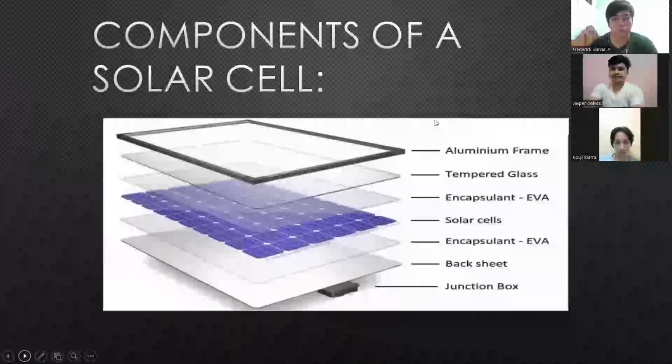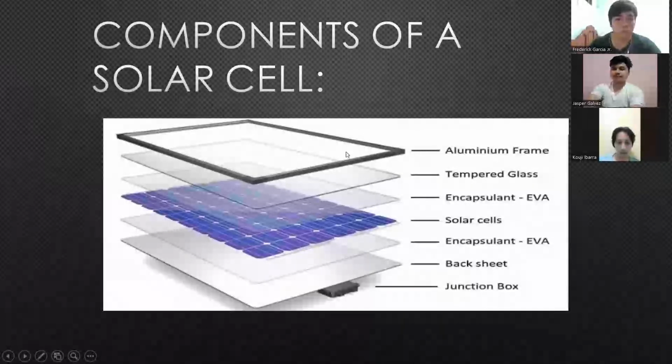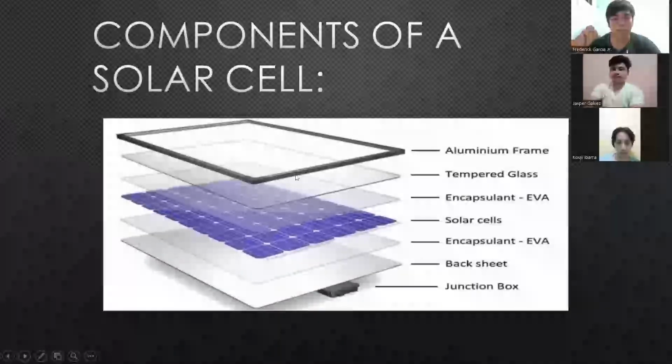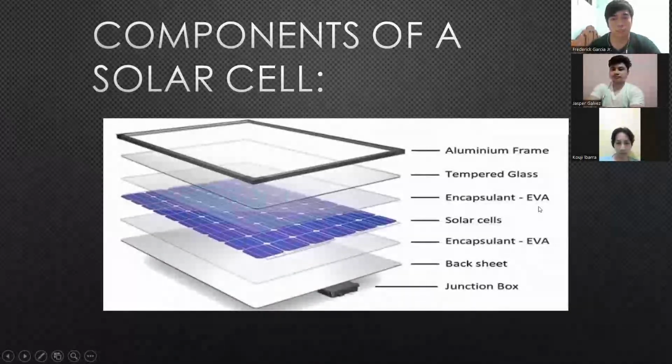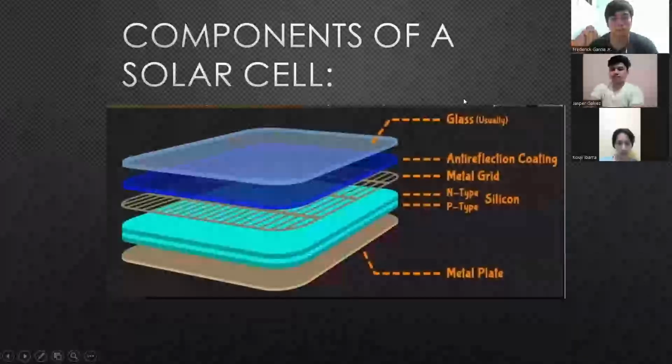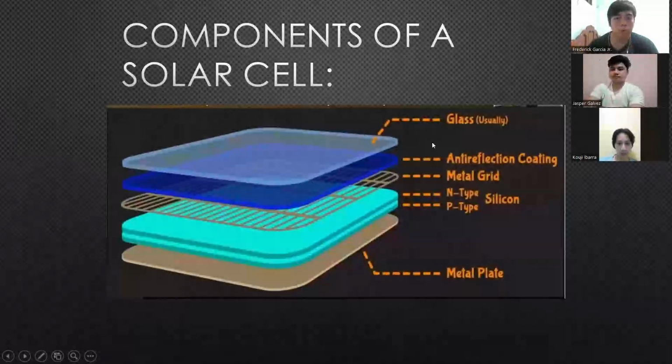Now we have the components of a solar cell, which are the aluminum frame to make it rigid, the tempered glass to protect it from scratches and dust, the encapsulant or EVA, the solar cell itself, another encapsulant, the back sheet, and the junction box. Now, we have more parts of the solar cell. We have glass, an anti-reflection coating, we'll get to why we need an anti-reflection coating, a metal grid, an N-type and P-type silicon, we'll discuss this later, and we have the metal backing plate.